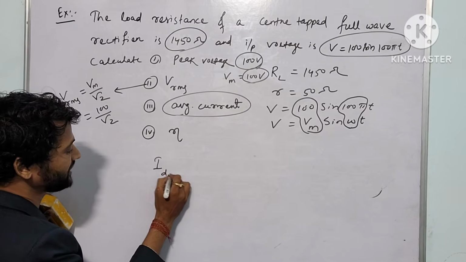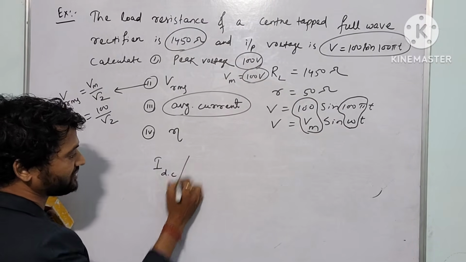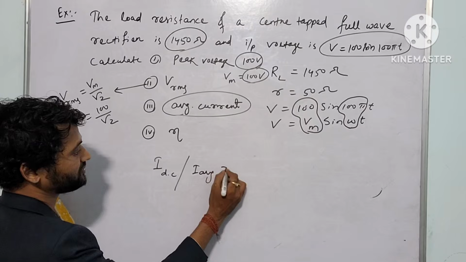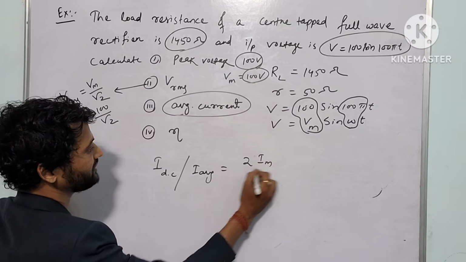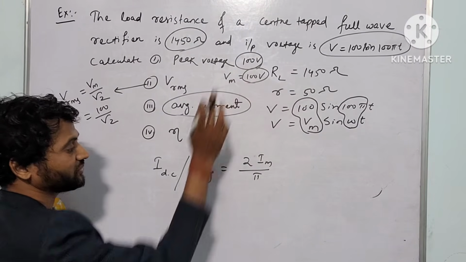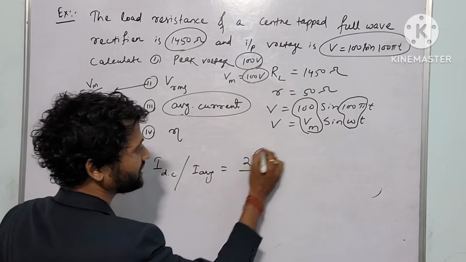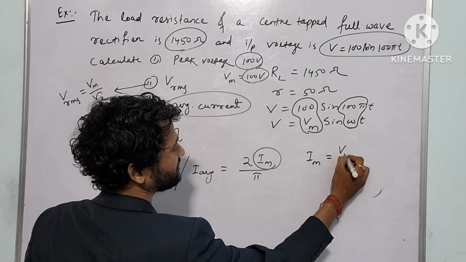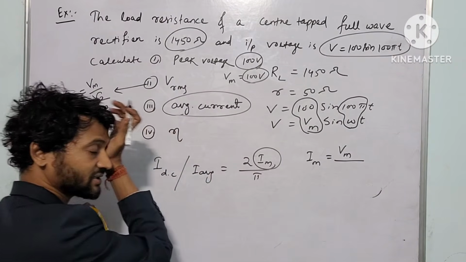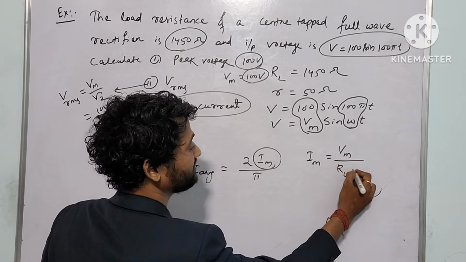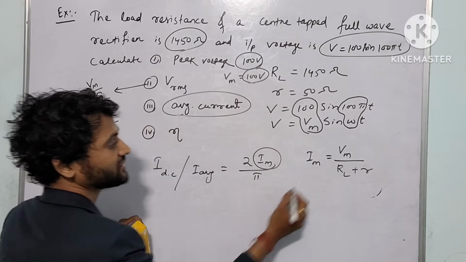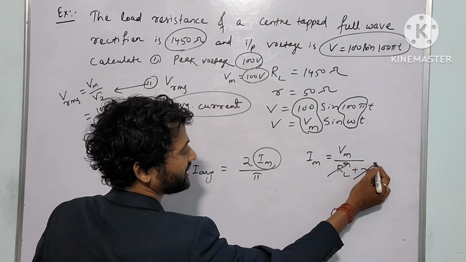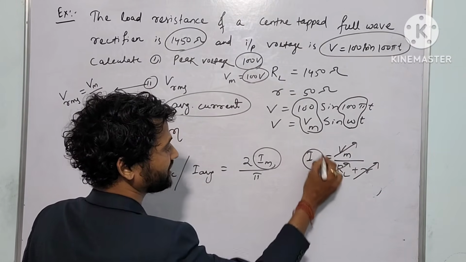Average current का formula क्या है? IDC or average current, you can say average current का formula is 2 into Im by pi, right, in case of full wave rectifier. So you need to find out Im. Maximum current is nothing but maximum voltage upon total resistance. Total resistance क्या है इधर? RL plus smaller. So RL is given, smaller is given, Vm is given. You can find out Im.